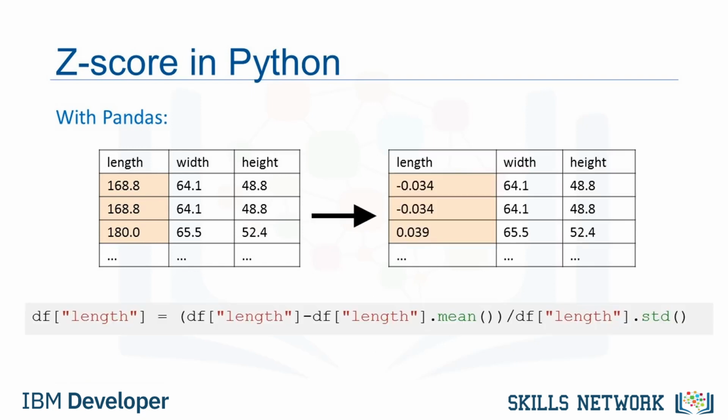Here, we apply the mean and STD method on the length feature. The mean method will return the average value of the feature in the data set, and the STD method will return the standard deviation of the feature in the data set.